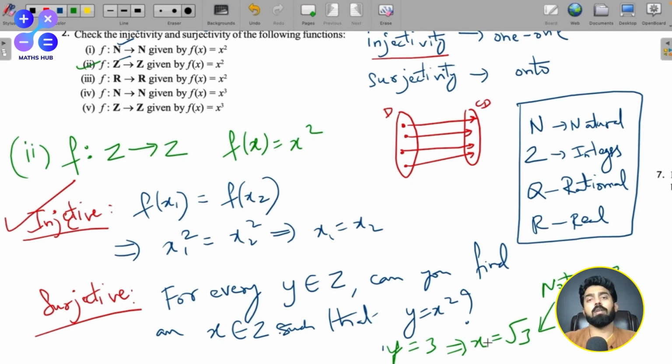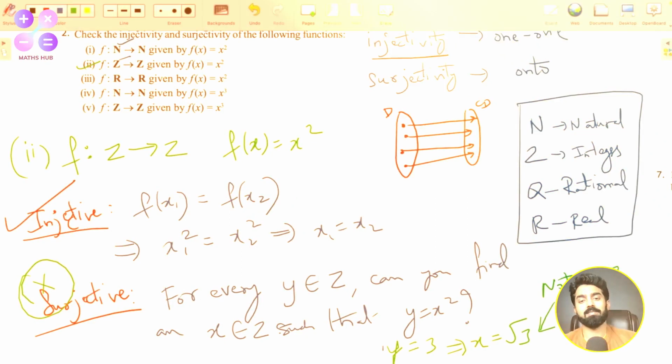So this is not an onto function, because clearly every integer is not a perfect square. It's the same idea as last time. Every natural number is not a perfect square. So this is not surjective. Let's go to the next question.